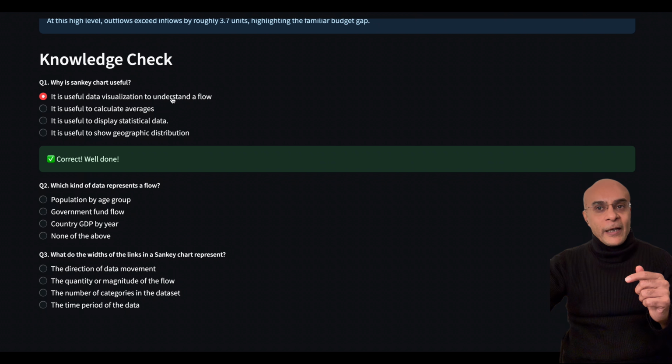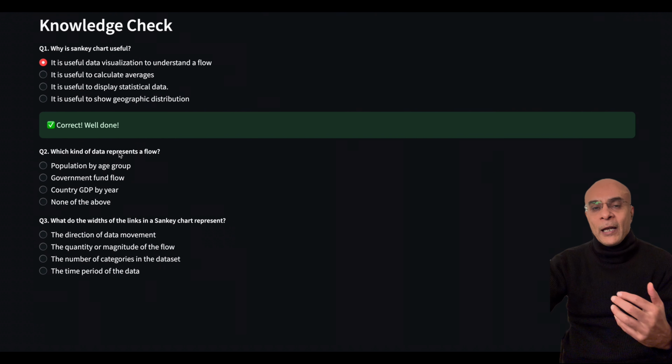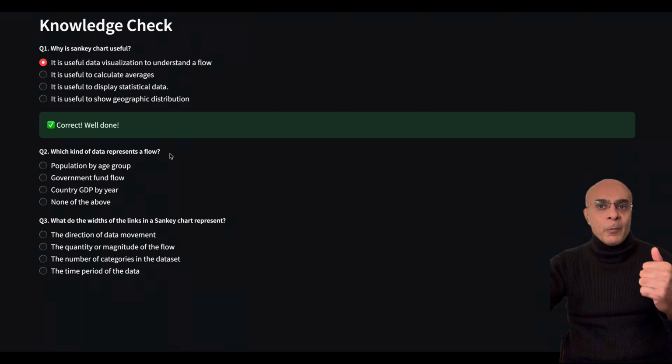Now let's go to the second question. What kind of data can represent a flow? And let me just give you the options over here. Population by age group, government fund flow, country GDP by year, or none of the above. The answer is in the question, and I hope you got it right. The answer is the government fund flow.